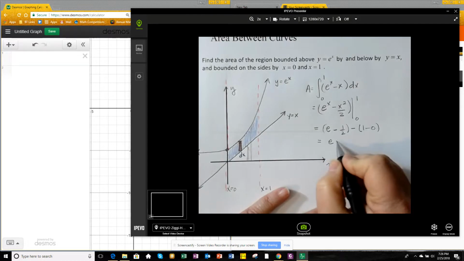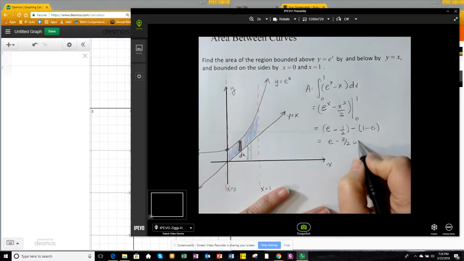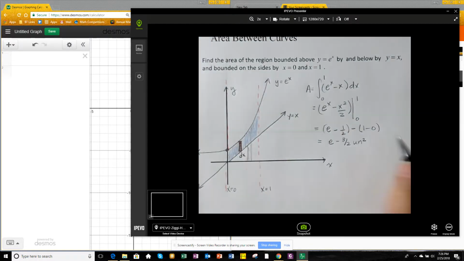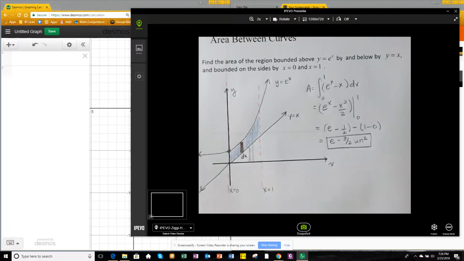And so we're going to get e minus, well, that's 1/2 minus 1, which is negative 3/2. So that's e minus 3/2 units squared. And that would be the area between those two curves. All right.